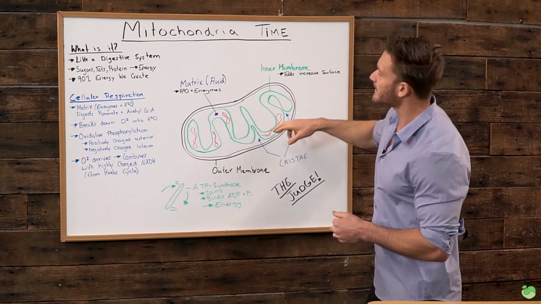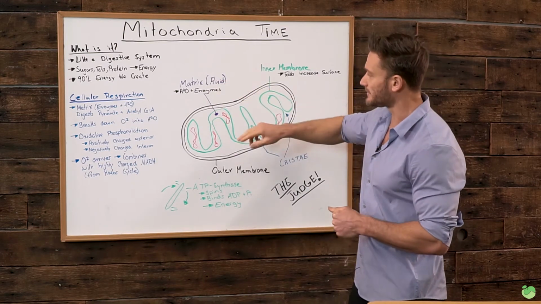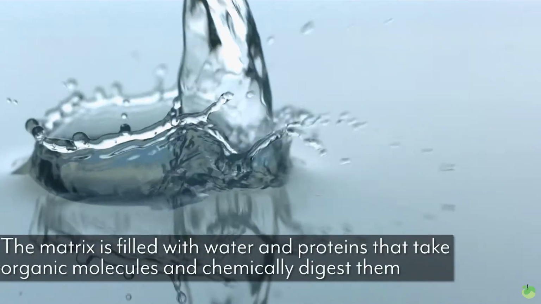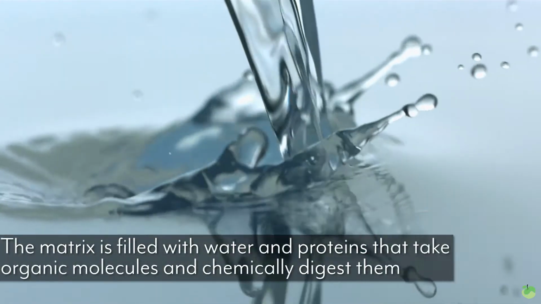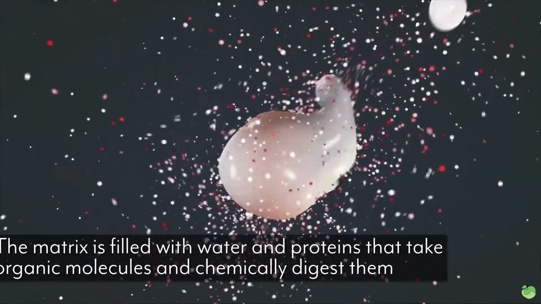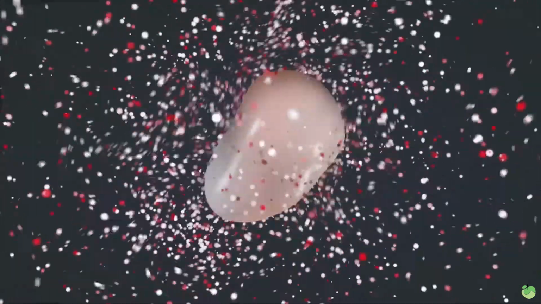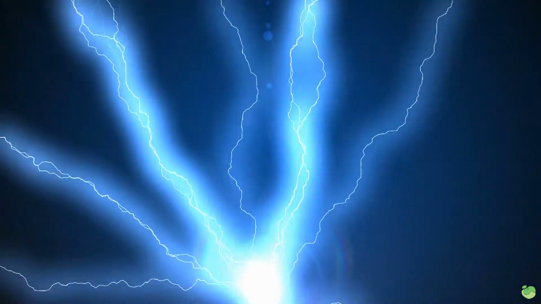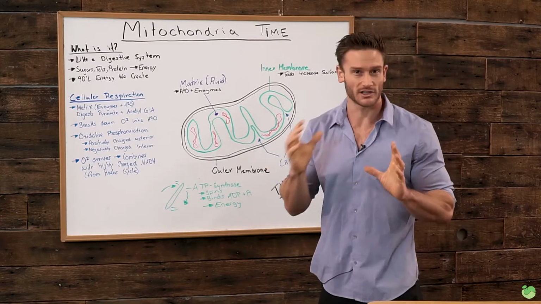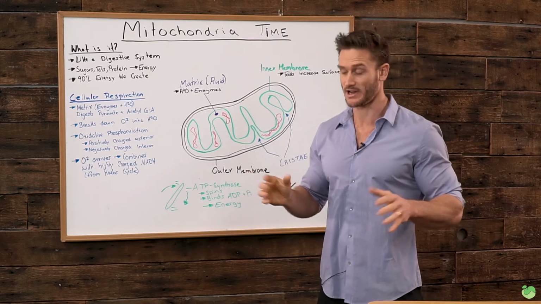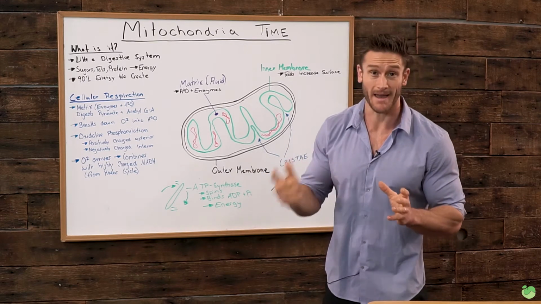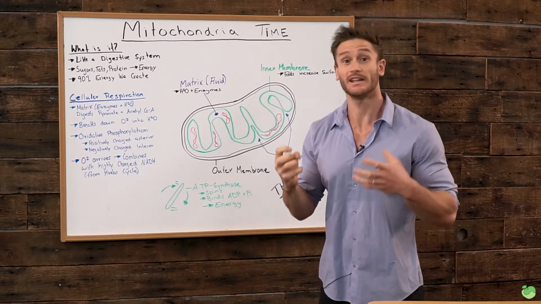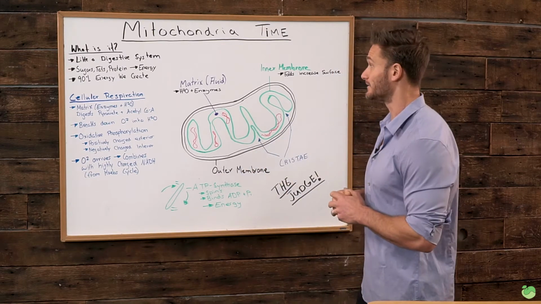Okay? Then we have the matrix. The matrix is the fluid that is inside this inner membrane. And inside this matrix, you have water and you have different proteins, in this case enzymes, that break down and cause different electric charges and non-charges to occur. Basically, the mitochondria is all just a balance of the electron transport chain. In short, it's basically a balance of negative and positively charged things going on that are creating energy and creating heat. I'll get to that in just a second too.